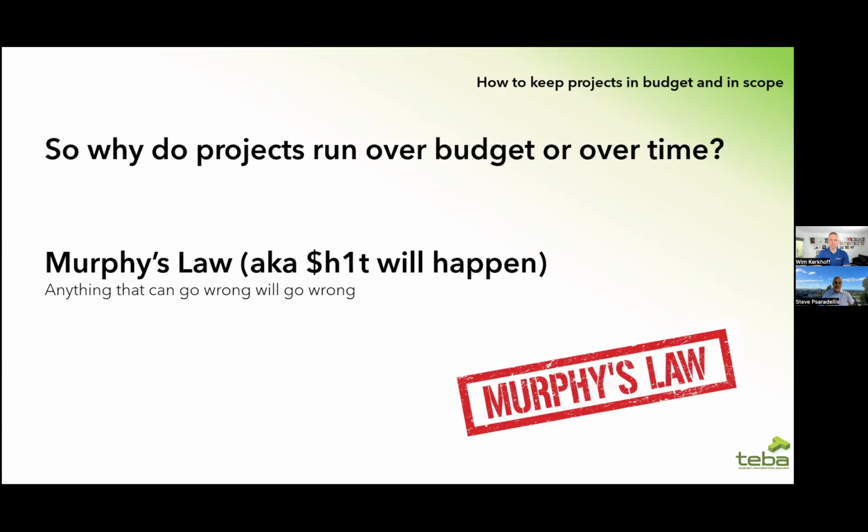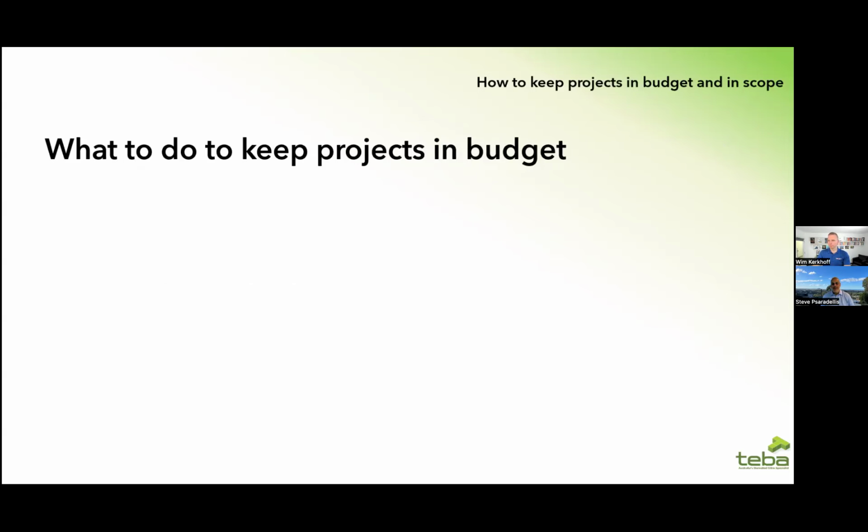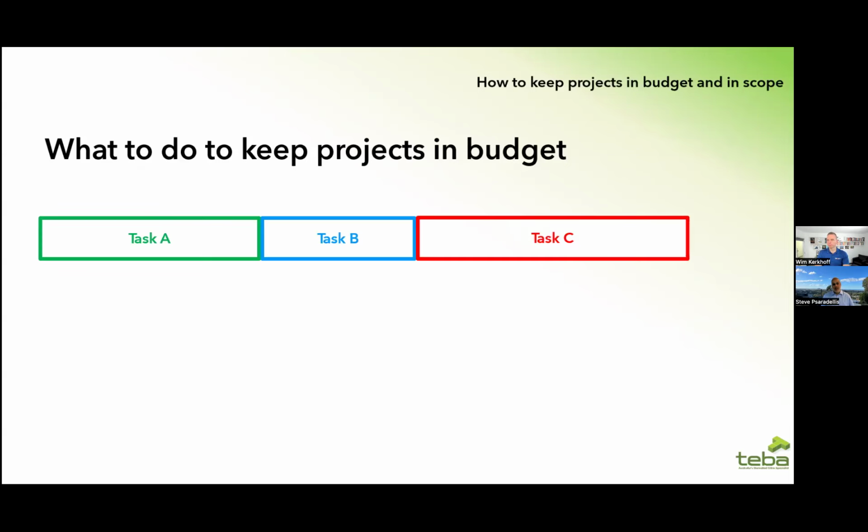So now that we know these are the things that cause projects to run over budget and over time, well, what can we do to keep them in budget? Let me show you what we do. So let's say we've got a bunch of tasks, big chunky tasks that we have to run in a project. You can call them milestones, you can call them whatever you like.